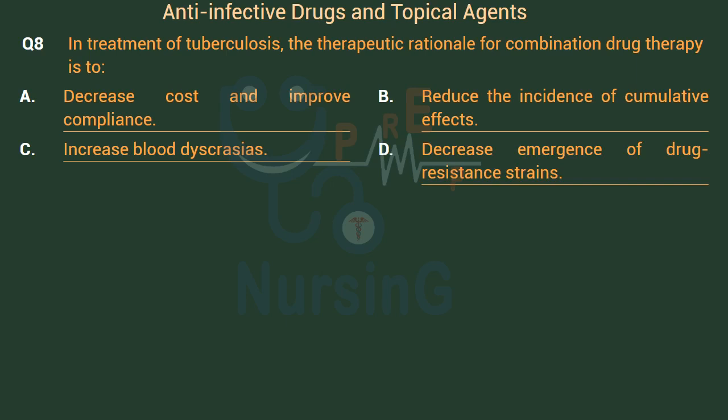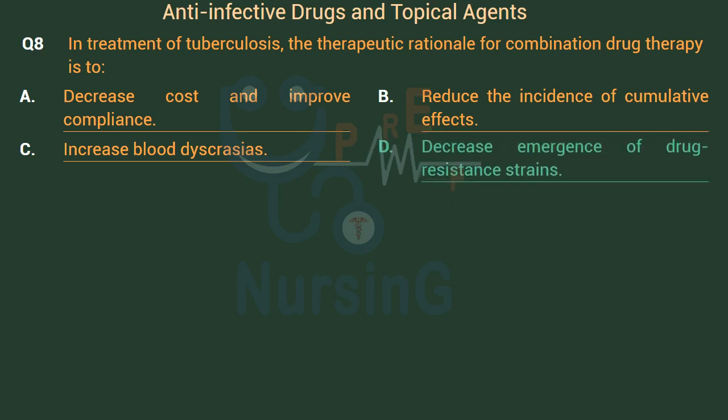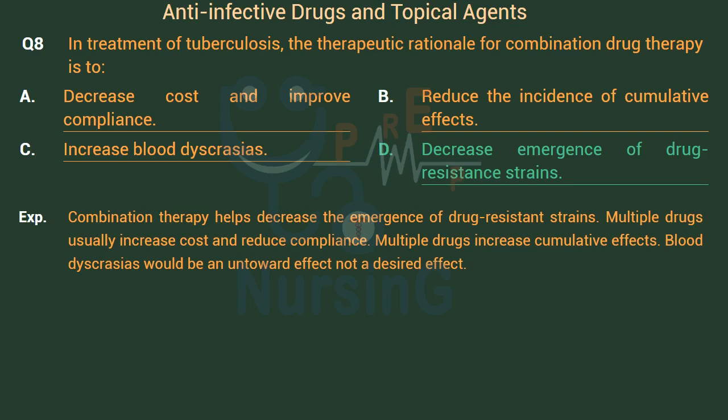Right answer is option D. Decrease emergence of drug-resistant strains. Combination therapy helps decrease the emergence of drug-resistant strains. Multiple drugs usually increase cost and reduce compliance. Multiple drugs increase cumulative effects. Blood dyscrasias would be an untoward effect, not a desired effect.